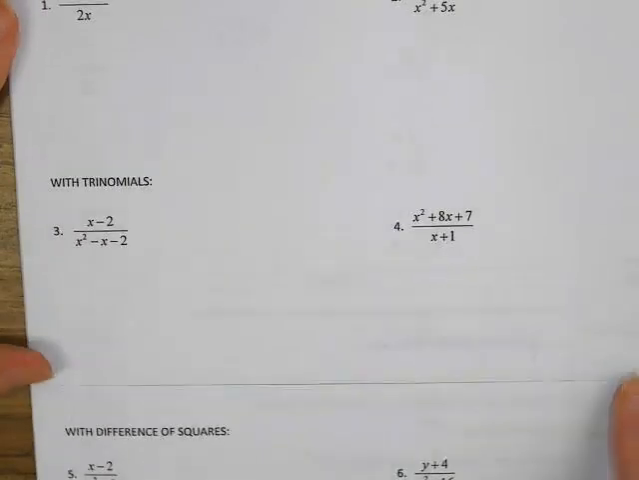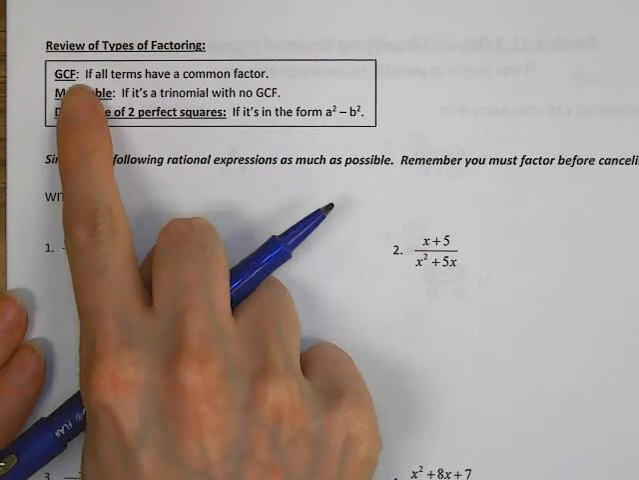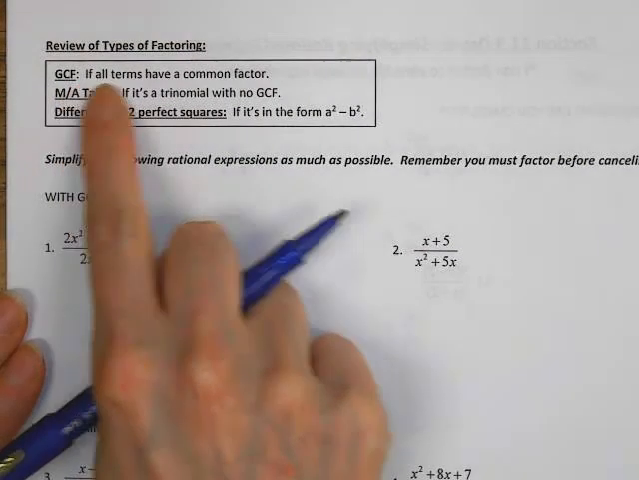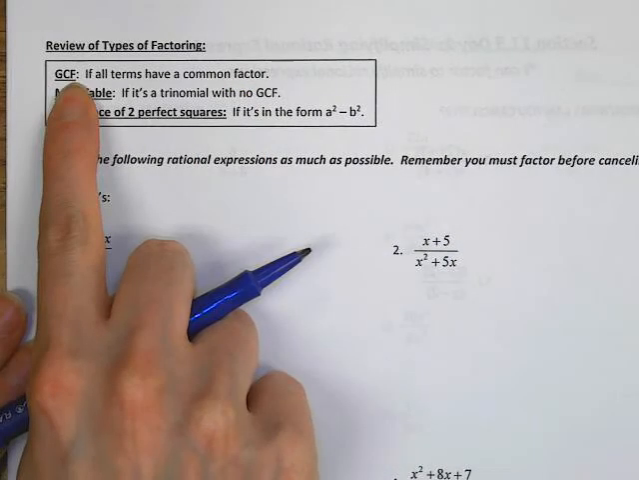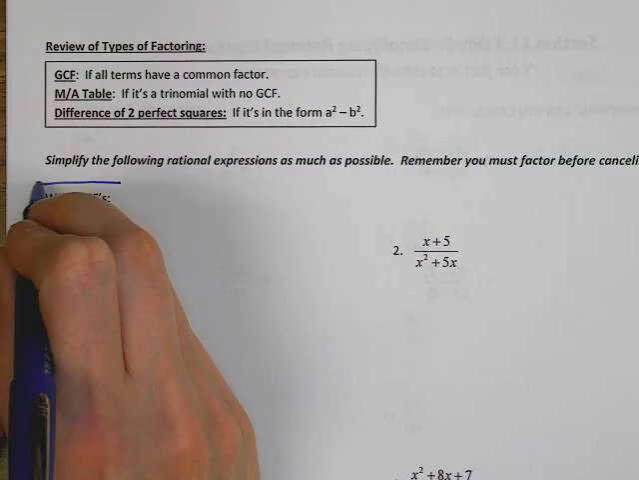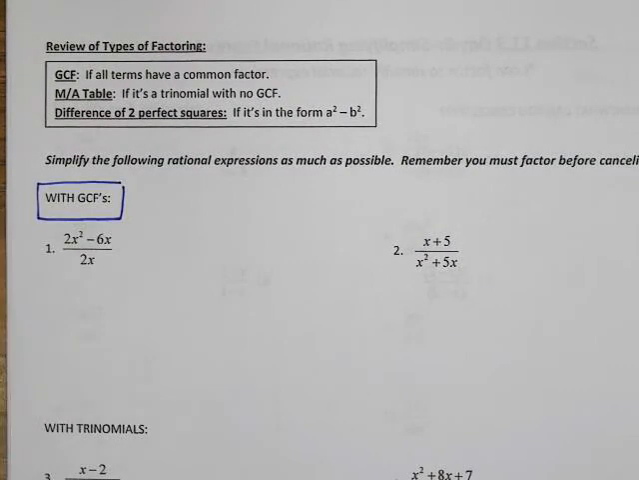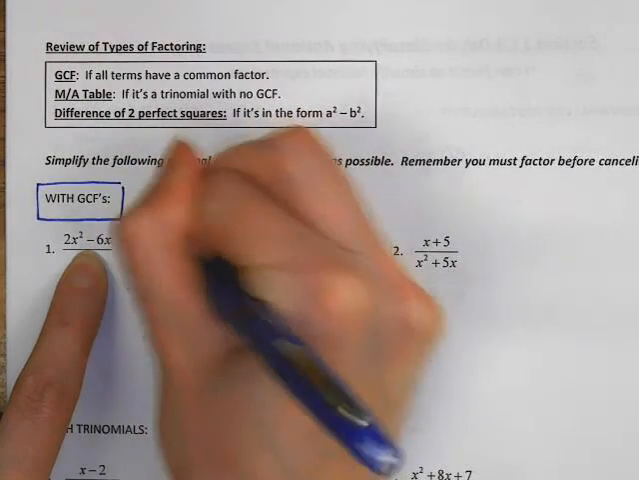Today's going to be tough because you're going to have to remember the 3 types of factoring. So factoring type 1 was GCF. If all the terms have a common factor, you pull out the GCF and then go from there. So why don't we do that first here? With GCF is going to be number 1 and 2. So what is the GCF of the numerator? What can you guys take out, divide out of both? I hope you guys are thinking a 2 and an x.